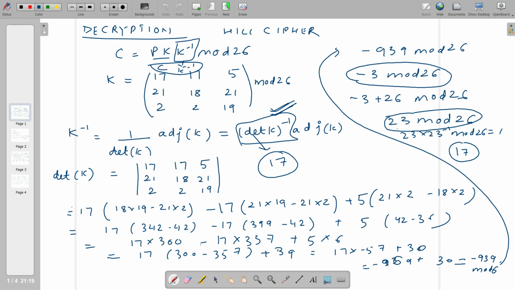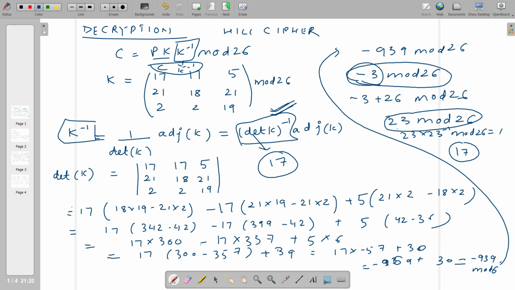How can we calculate the inverse of a matrix? The inverse of a matrix can be defined as 1 upon determinant of that matrix into adjoint of that matrix. Here the determinant of that matrix comes out to be a negative number. We are working only on positive numbers, because we do not have any matching alphabet for a negative number. So we need to convert this negative number into a positive one. You can simply add 26 to that negative number.